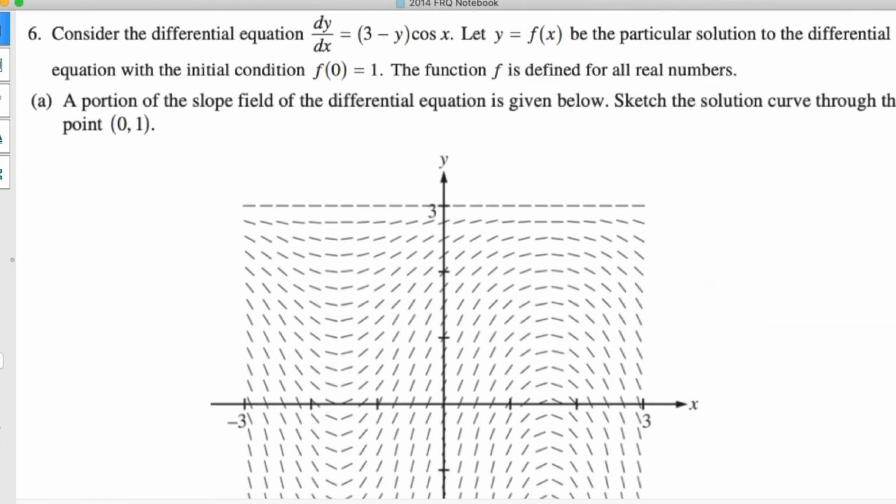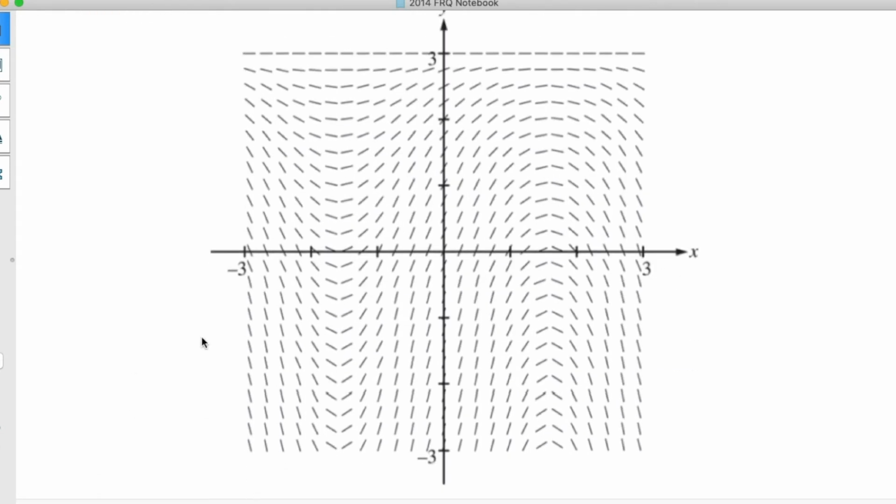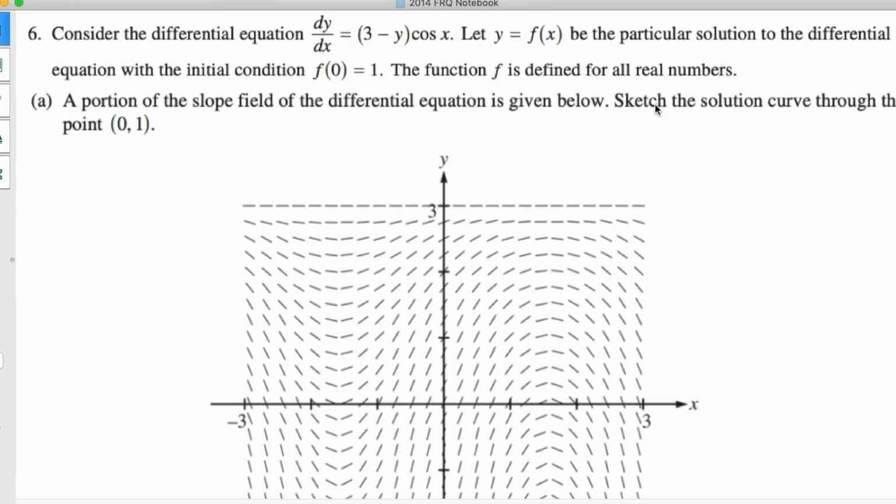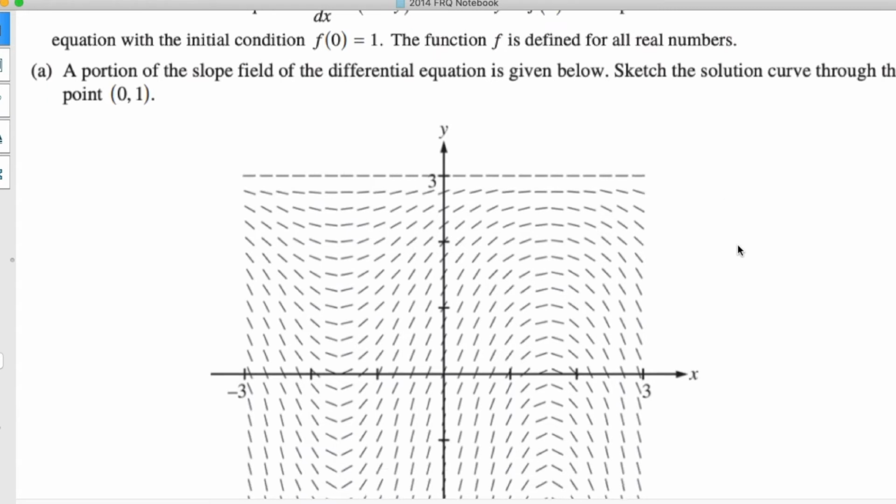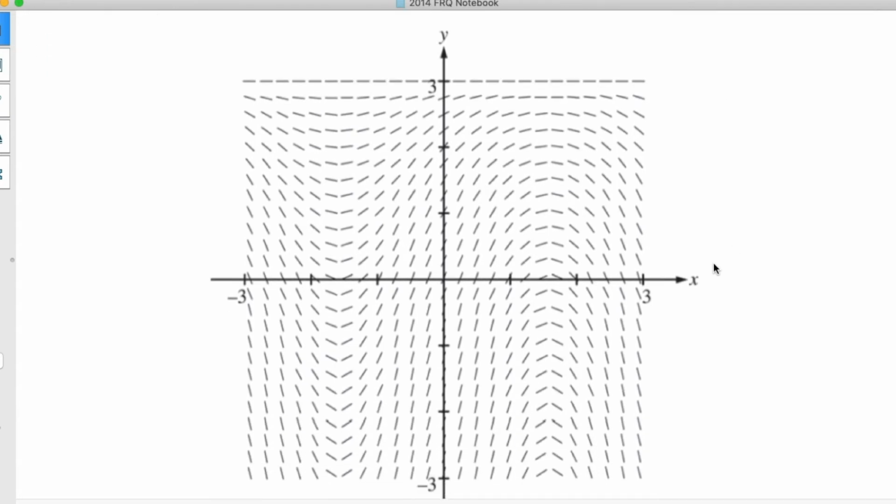Alright, next problem. The first thing that we want to do is we have our slope field. We have this nice slope field here going from negative 3 to 3 in both the x and y directions, and we are asked to sketch a solution curve through the point 0, 1. Let me change this to red so it stands out a little better. 0, 1 is right here.